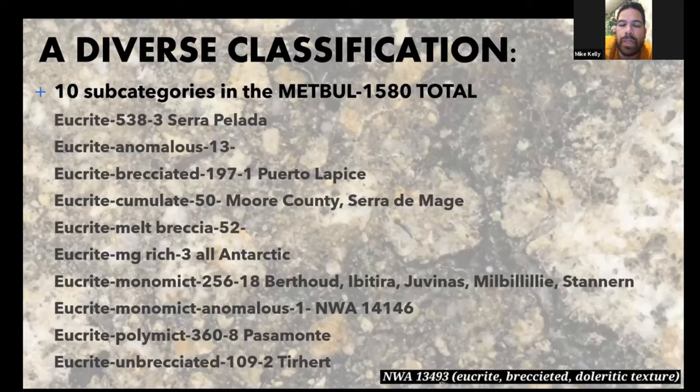Eucrite, magnesium rich. Again, there's only three of those. They're all Antarctic. Have fun with that. You ain't getting them. Exactly. And I think they are all banned.